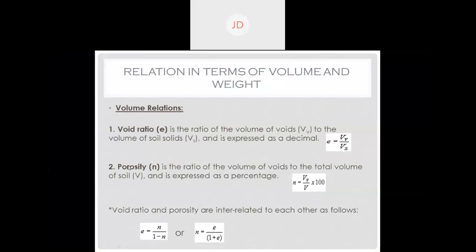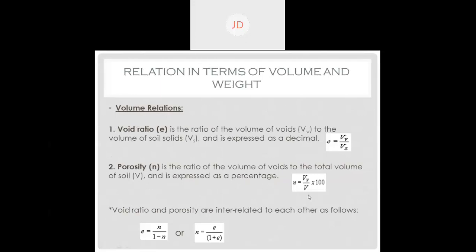Next, porosity. Porosity is also a relation based on the volume of the soil mass, denoted by small n. It is the ratio of the volume of voids to the total volume of soil. It is expressed as a percentage. The mathematical representation is small n equals dv divided by capital V, multiplied by 100, since it is represented in terms of percent.